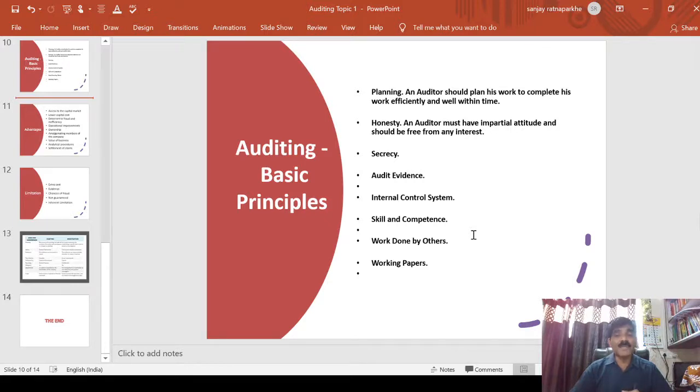A working paper is an asset. During the course of the audit, a lot of queries come up in the audit planning. The auditor collects evidence and makes his working papers, and the working paper is an asset of the auditor, as and when a legal obligation may arise in the future. At that time, the working paper can be a support to the auditor.